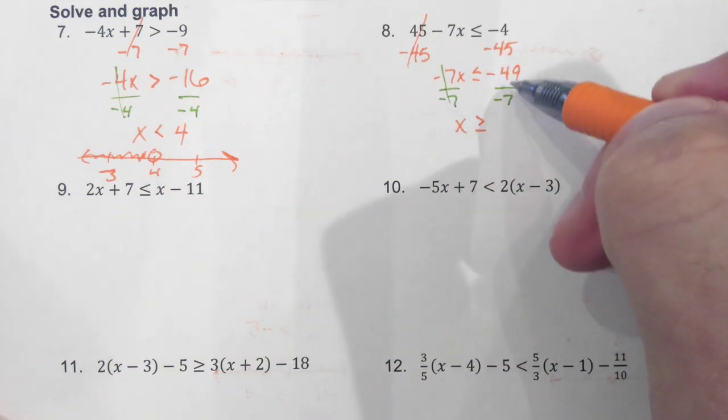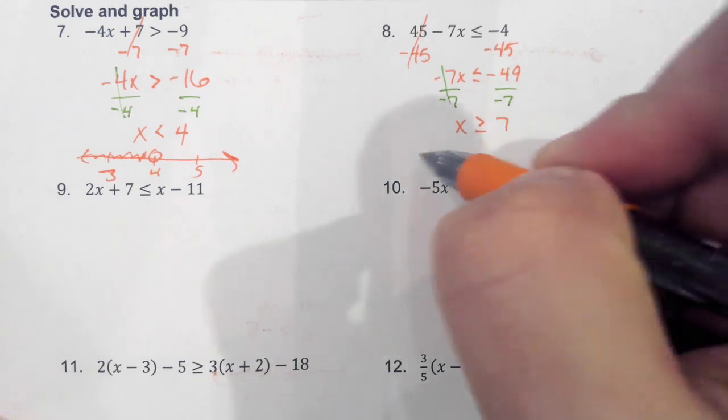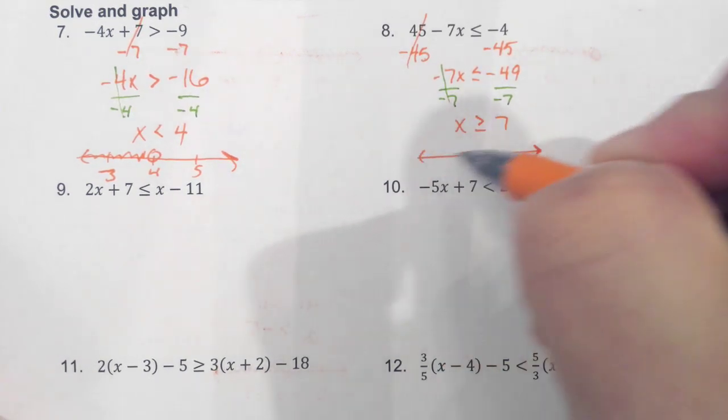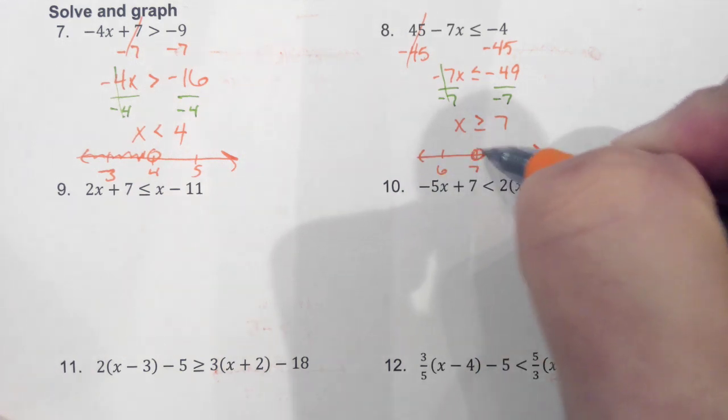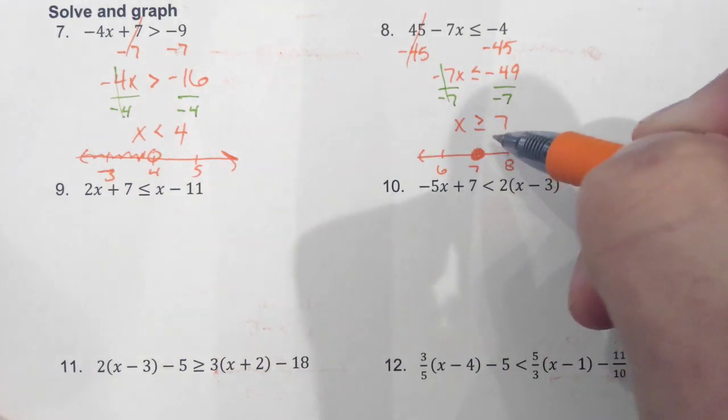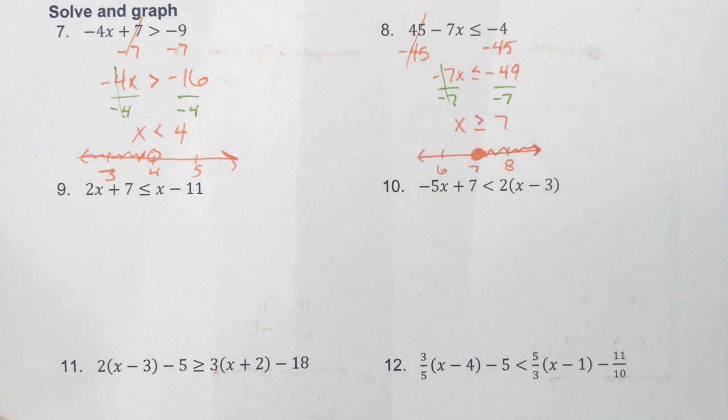2 negatives make a positive. 49 divided by 7 is 7. Make a real quick number line. It would be a closed circle, and you would shade to the right.